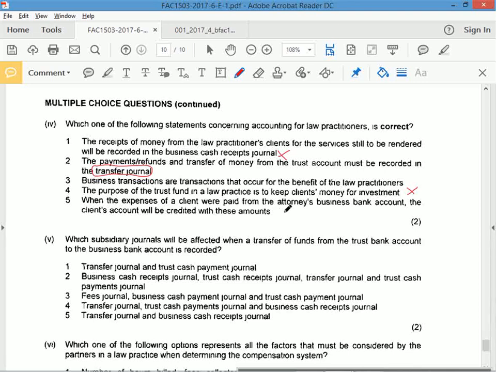We're not using the business bank account to pay, we're using the trust account. Correct, that's what you should be using. Yeah, but there were some instances where you can pay from the business's account and then claim back from the customer, the client. But then you wouldn't be crediting the client's account. Okay, so the right answer would be 2.